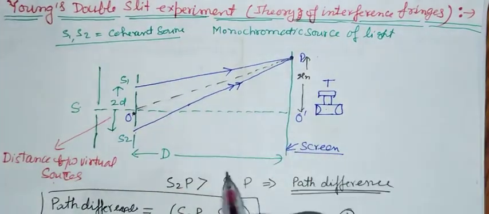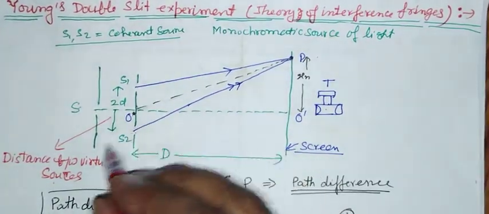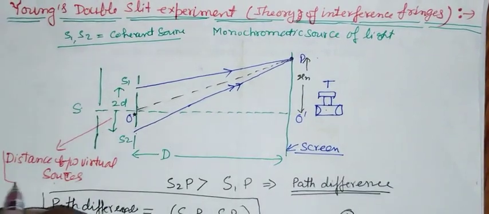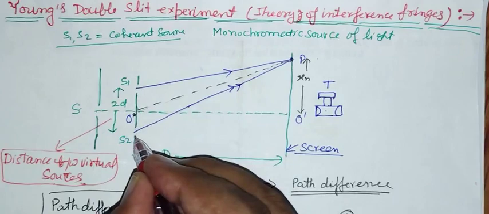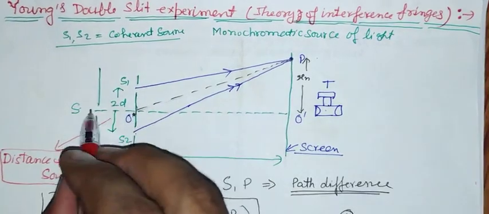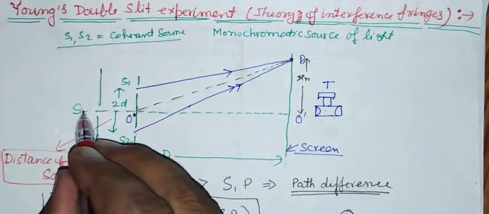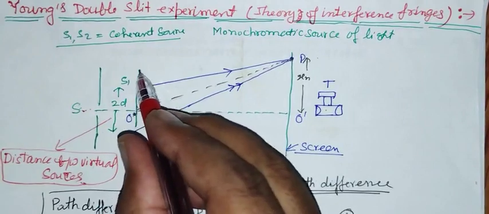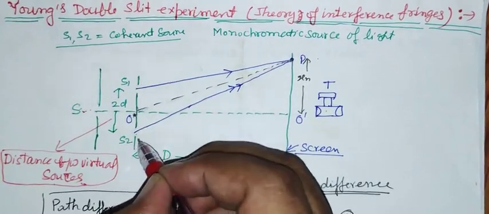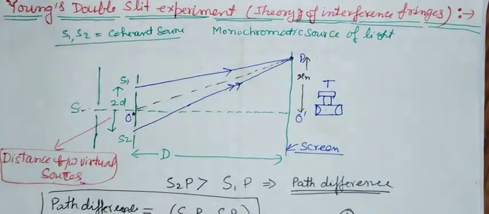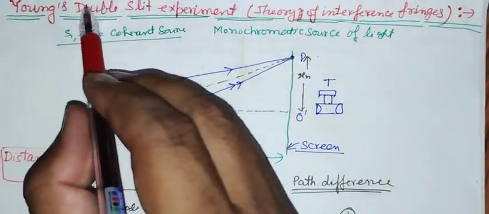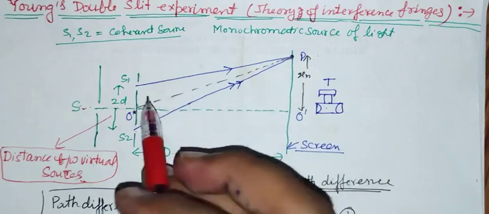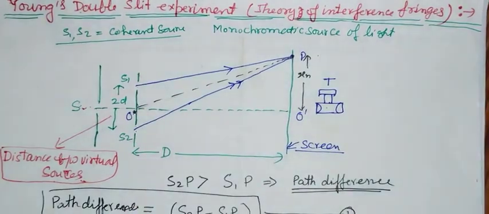Now see here in the diagram, 2D is the distance between the two virtual sources, S1 and S2. The main source S is behind. When we put an obstacle and two holes are made, these two become virtual sources. That is why it is known as the double slit experiment. Two slits are available here.